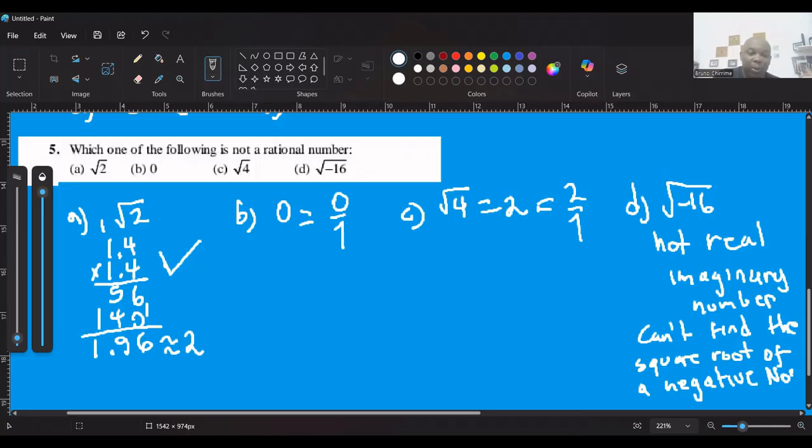So looking back, this can be written as a fraction, so it is a rational number. This is a rational number. This negative square root is not even a real number, so it can't be a rational number. So we leave it as it's not. So the correct answer is A. The correct answer here happens to be A.